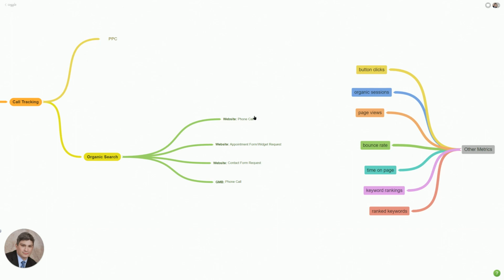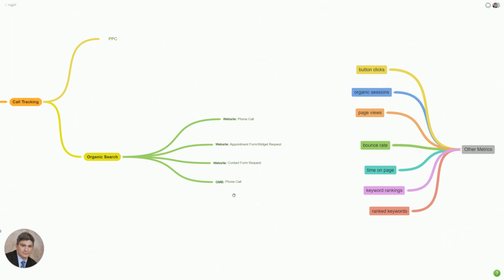because if somebody makes a phone call to your office, they're either going to become a patient or they're not. Same thing, if they submit an appointment request, they're becoming a patient. If they submit a contact form request, odds are, hopefully, they're becoming a patient. So the point is, is there a step in between these top level KPIs and becoming a new patient? And the answer is really no.